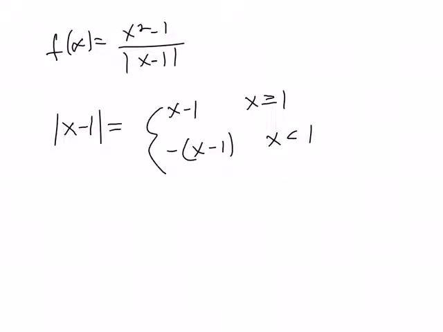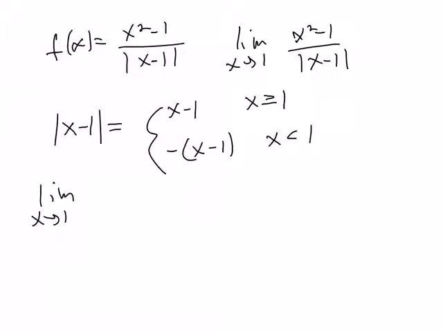Okay, so now let's find the limit for this thing. We're looking for the limit as x approaches 1 from the left and from the right of x squared minus 1 over the absolute value of x minus 1. So let's find the limit as x approaches 1 from the right of x squared minus 1.